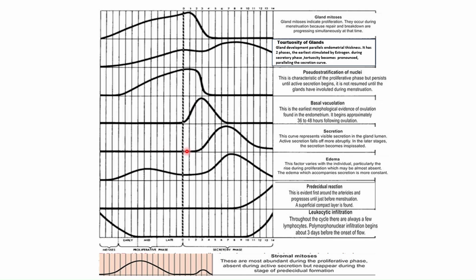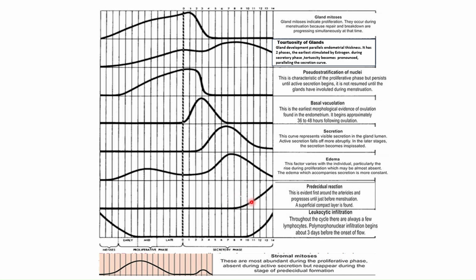Secretion. This curve represents visible secretion in the gland lumen. Active secretion falls off more abruptly, and in the later stages, the secretion becomes inspissated. Edema. This factor varies with the individual, particularly the rise during proliferation, which may be almost absent, and the edema which accompanies secretion is more constant. So you can see extensive edema in mid-secretory phase as well as in mid-proliferative phase.